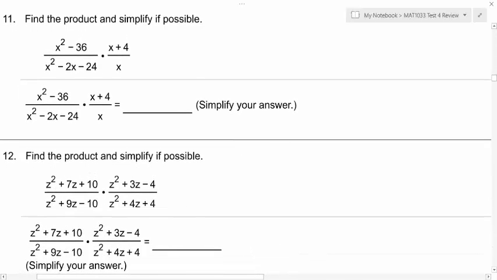Okay, so what's going to be the first step here? Now we're multiplying fractions together, but it still starts with the same first step, which is? I would say factor them all out. Factor them all out. Lots and lots of factoring. Okay, so how would you factor the first numerator? X minus 6 and x plus 6.